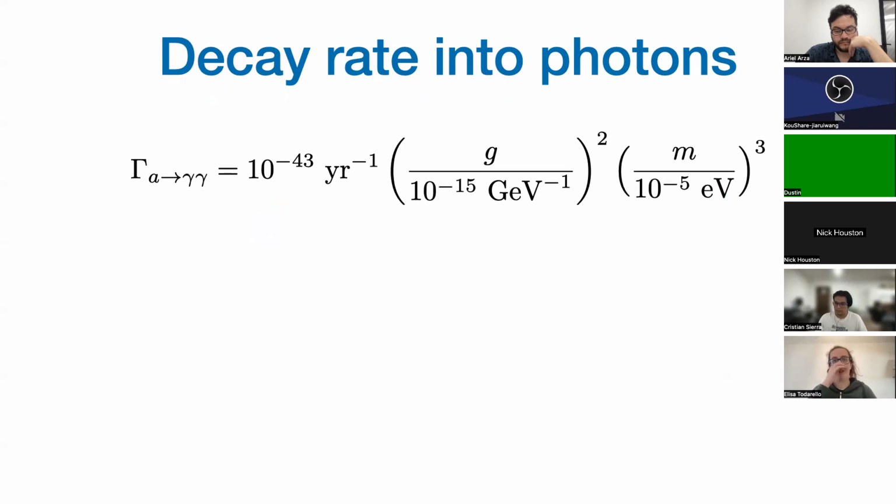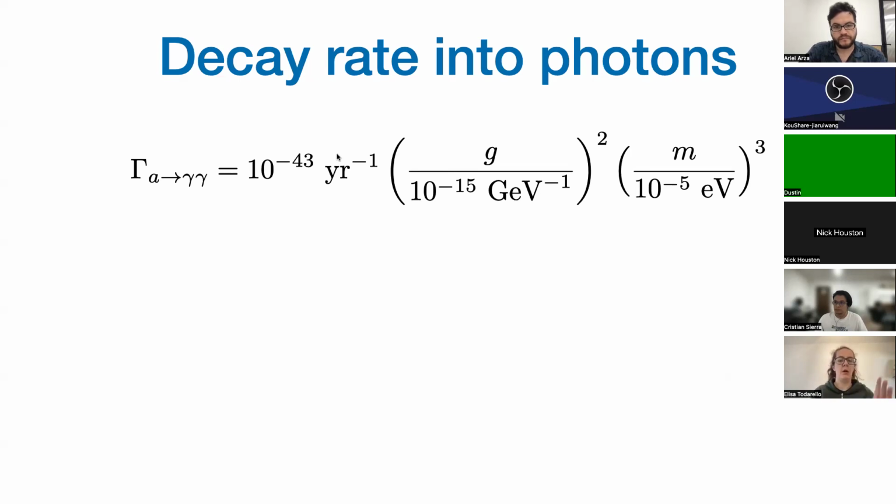Okay, let's go back to the decay rate in vacuum. Now I'm changing frequency range completely. Before I had 4 eV, now I have 10 to the minus 5 eV. Okay, so I'm in the radio or microwave band. And I have here a coupling that is on the QCD axion band. Okay, so now you see this decay rate has become even smaller.